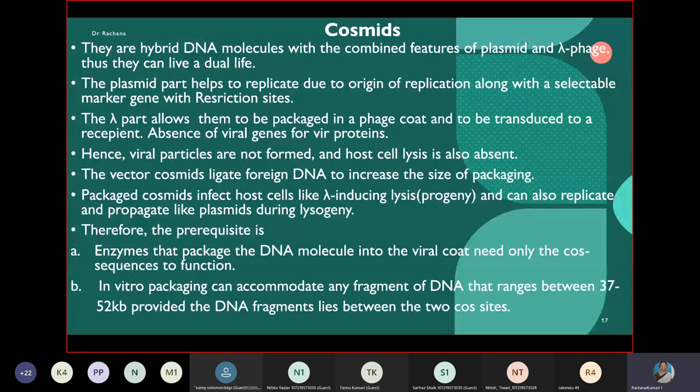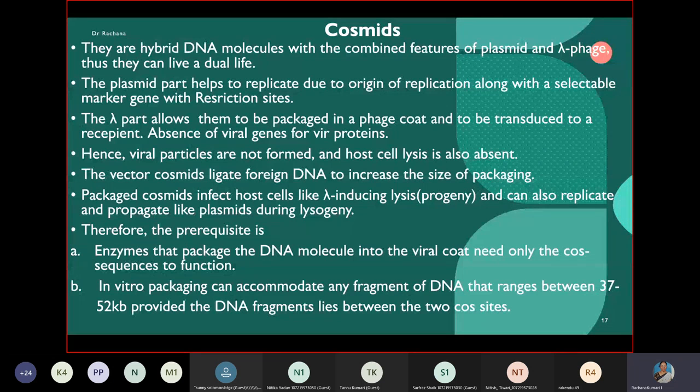And apart from the enzymes necessary for insertion, it should also have the cos sites, so that will help in allowing the insertion of the DNA, as well as, at times, once it enters the bacterial cells, if it wants to incorporate, then through the process of circularizing, due to the presence of these cos sites, it can undergo lysogeny also.